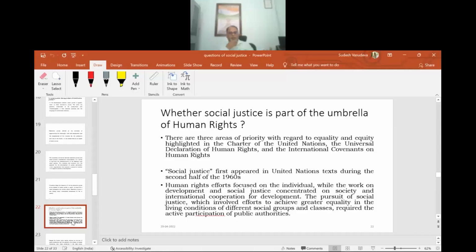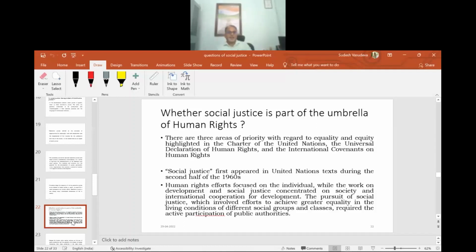The Universal Declaration of Human Rights, in its preamble, states that the highest aspiration of the common people is the advent of a world in which human beings shall enjoy freedom of speech and belief, and freedom from fear and want, and associates recognition of the inherent dignity and of the equal and inalienable rights of all members of the human family, with freedom, justice, and peace in the world. So essentially, there was no specific mention of social justice. There was only mention of freedom, justice, and peace in the world.